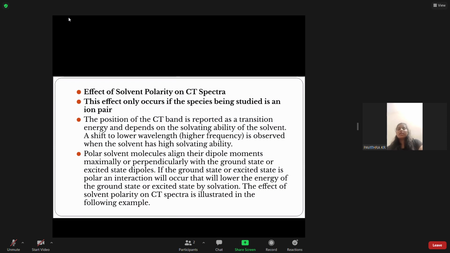Polar solvent molecules align their dipole moments maximally or perpendicularly with the ground state or excited state dipoles. If the ground state or excited state is polar, interactions will occur that will lower the energy of the ground state or excited state by solvation. This effect of solvent polarity on CT spectra is illustrated in the following examples.